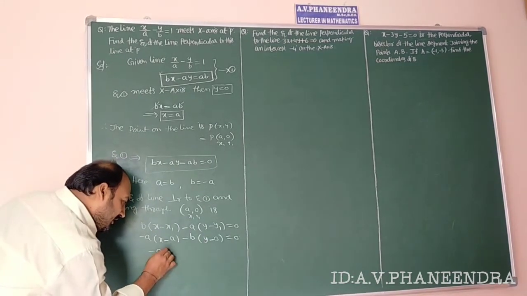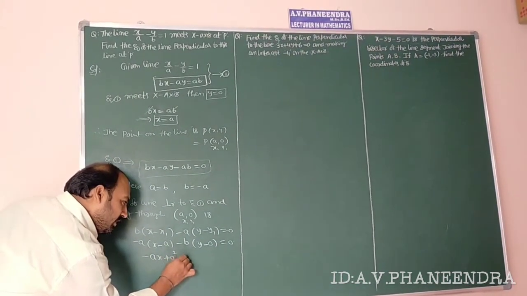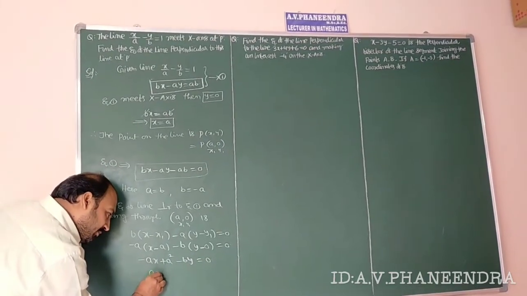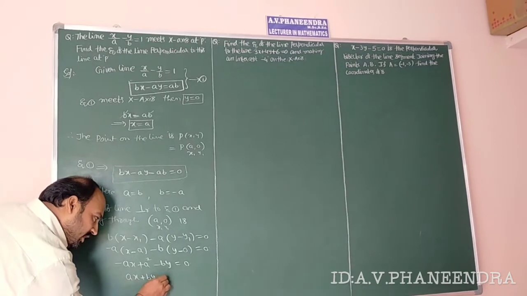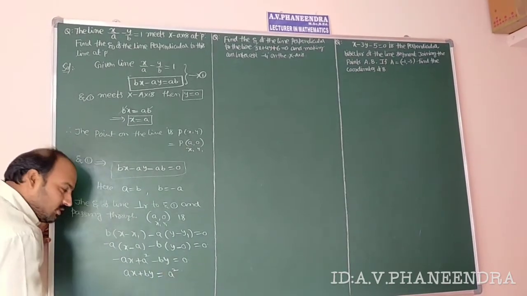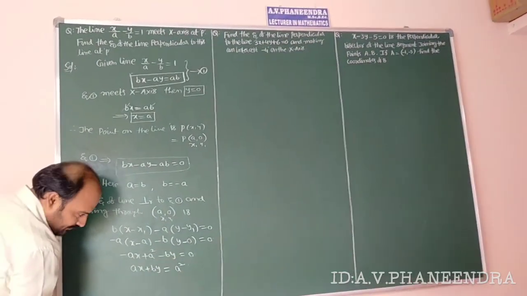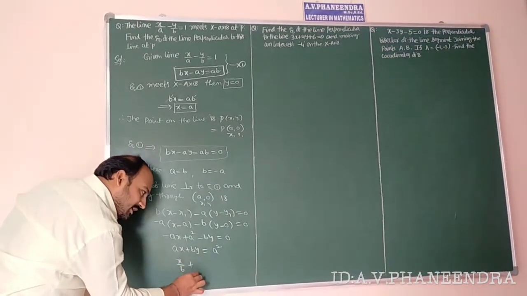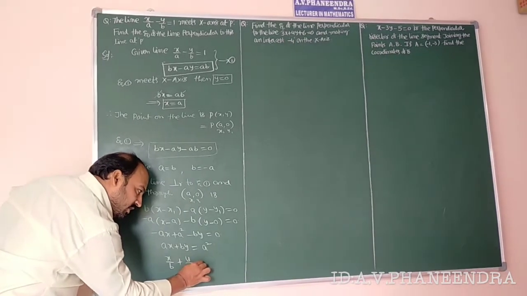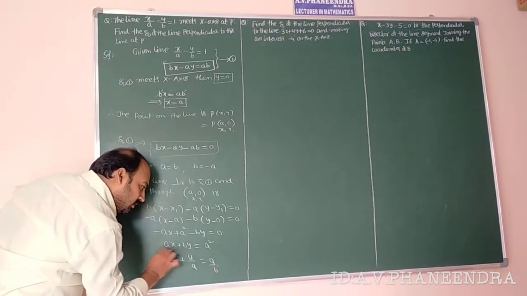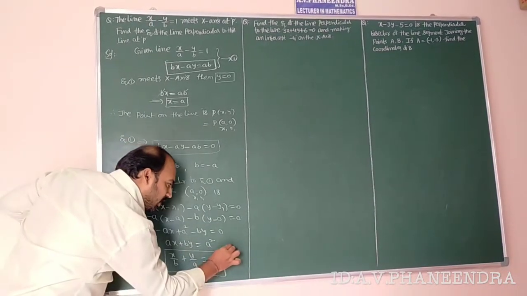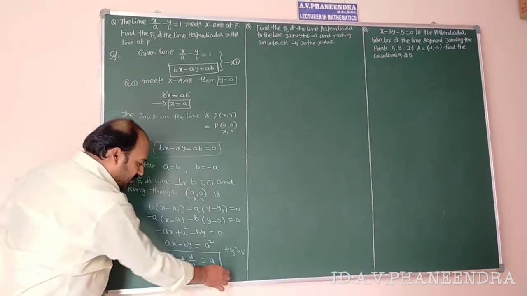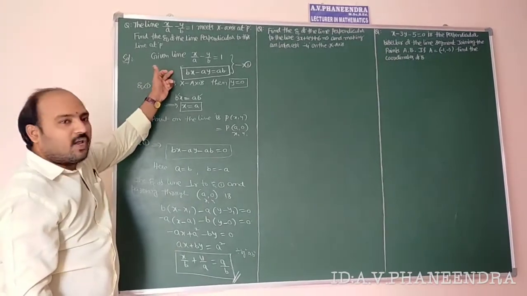So minus ax plus a square minus by is equal to 0. These minus values you can take to that side: ax plus by is equal to a square. Dividing on both sides by ab, it becomes x by b plus y by a is equal to a by b. Then we got this line. This line is perpendicular to the given line.